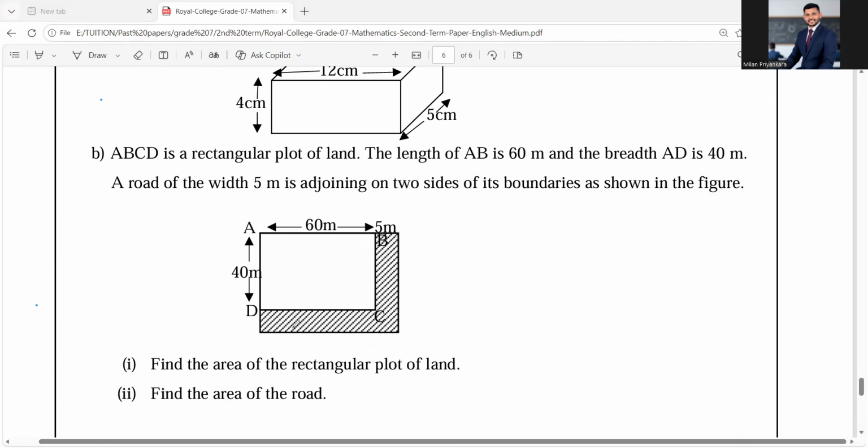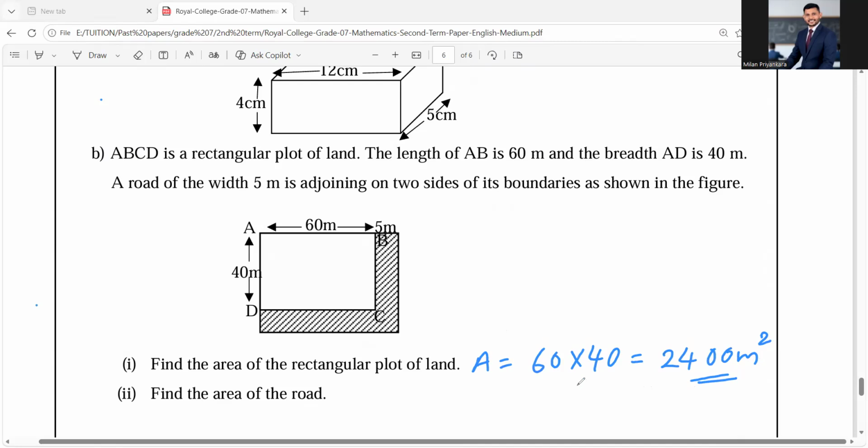Now ABCD is the rectangle part. Now we have to find the area. Area is length into breadth. Length is 60, breadth is 40. Now 6 times 4 is 24, and there are 2 more zeros. So this is in square meters, 2,400 square meters, right?